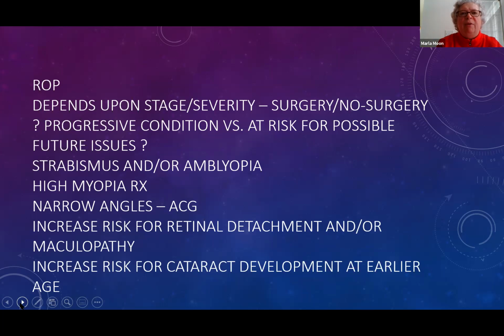So if you have an individual that was a stage 1 retinopathy of prematurity that regressed to 0, their risk factors are very, very, very low for any progression. If you have an individual that was a stage 3 or stage 4, then we have a high risk for progressing into some of these other things that we talked about. And hopefully that answers that question. Next slide, please.